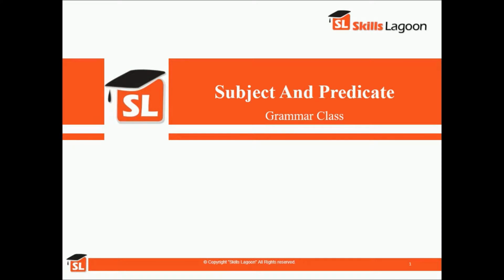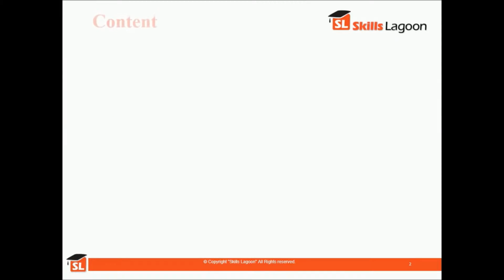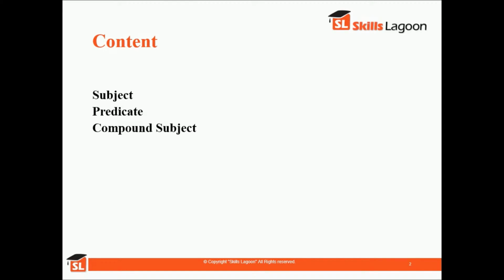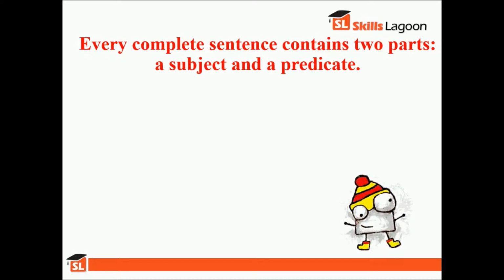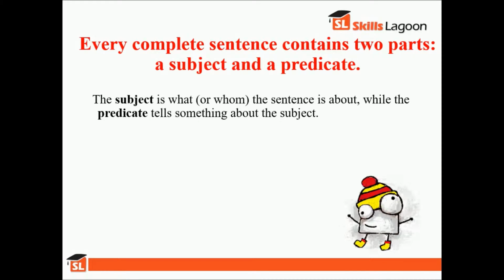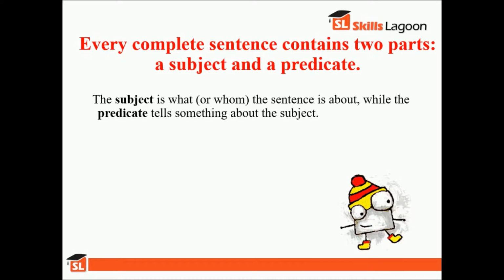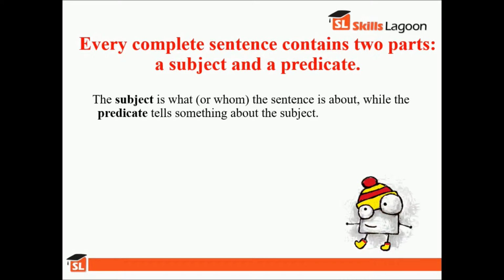Subject and predicate. Subject and predicate is a key to good sentence writing. In this video we will discuss subject, predicate, compound subject and compound predicate. First of all, every complete sentence contains two parts, a subject and a predicate. The subject is what or whom the sentence is about, while the predicate tells something about the subject.